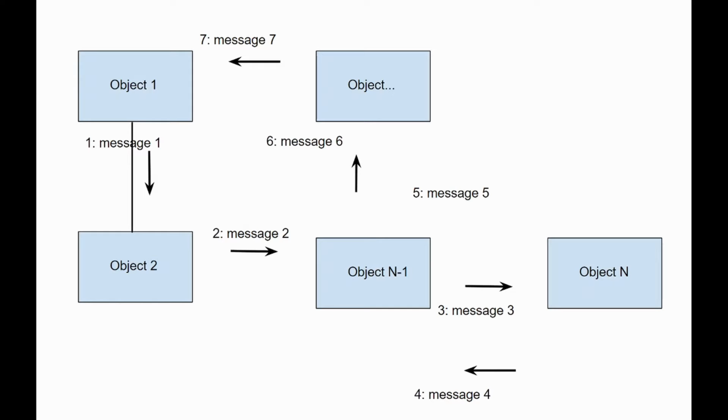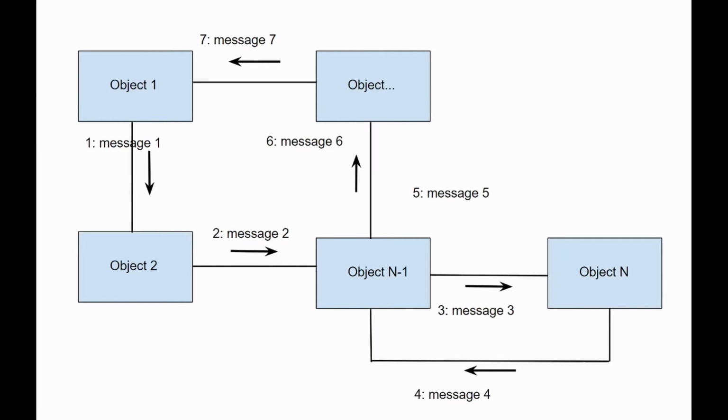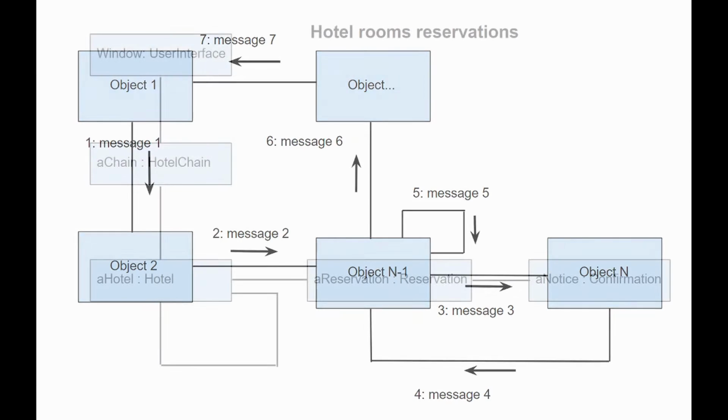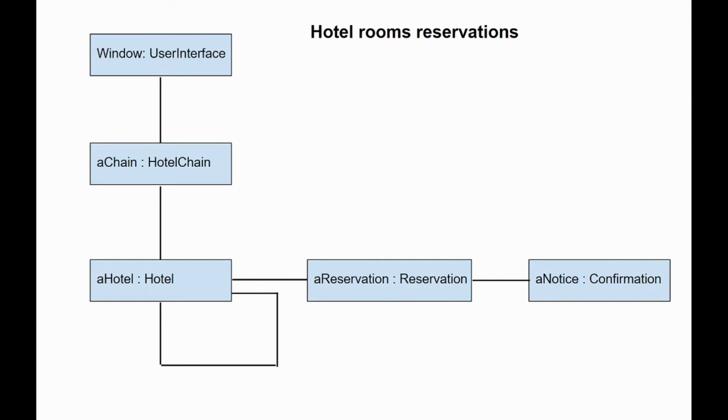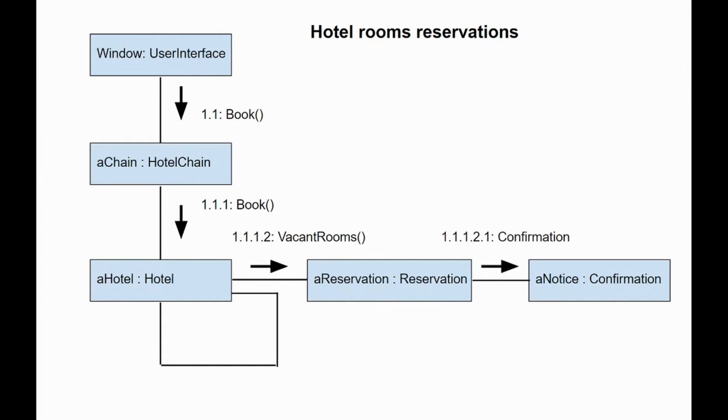Object 1 first sends message 1 to object 2. Object 2 in turn sends object n-1 a message 2, and so on. Messages that objects send to themselves are referred to as loops, for example, message 5. Or here is another example, hotel room reservations. Each message in the diagram has a sequence number. The top level message is number 1. Messages sent during the same call have the same decimal prefix, but suffixes 1, 2, etc., depending on when they occur.